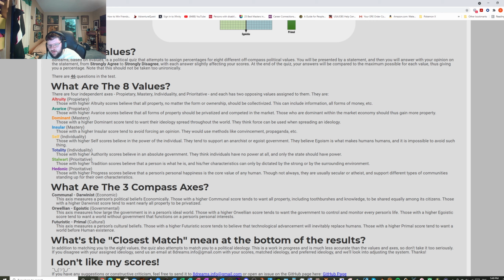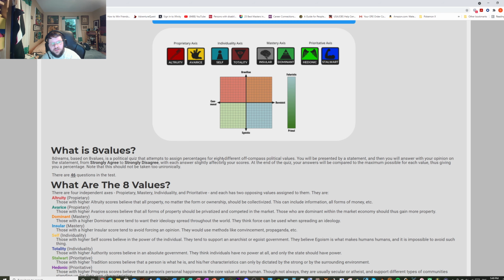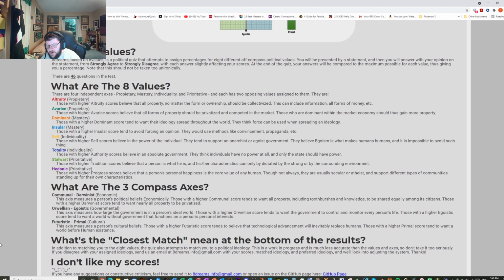Orwellian and egoistic governmental axis. That is this over here, Orwellian or egoistic. This measures how large the government is in a person's ideal world. Those with higher Orwellian scores tend to want the government to control or monitor every person's life. Those with higher egoistic scores tend to want a world without government that functions on a person's personal interests.